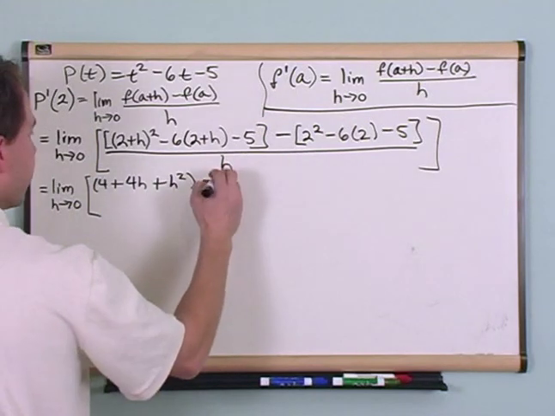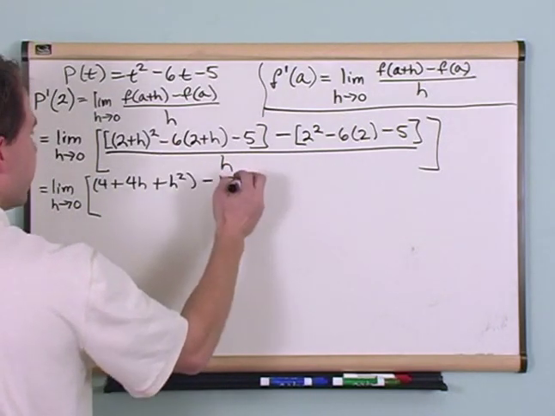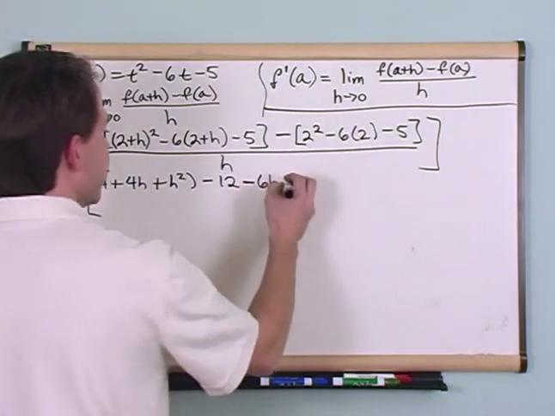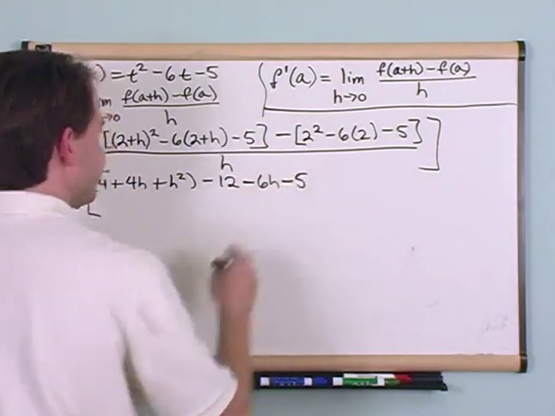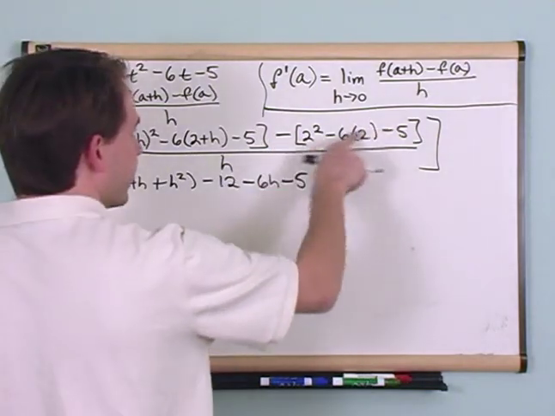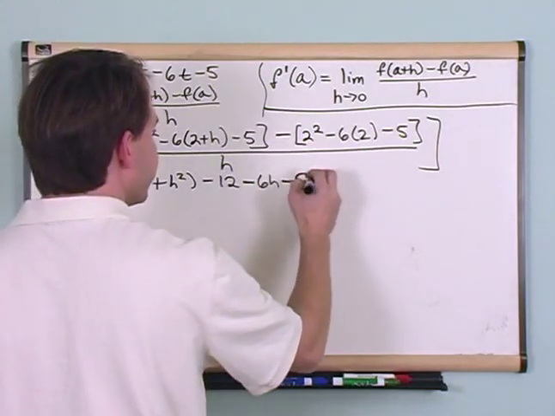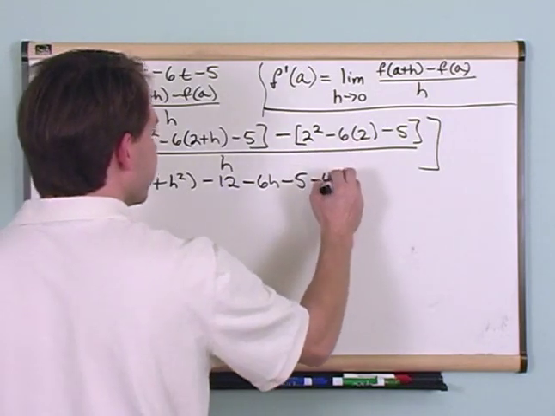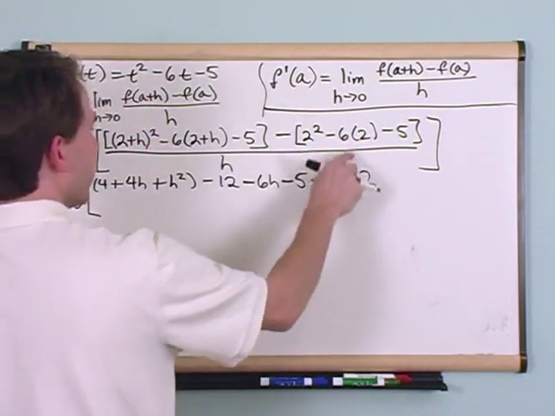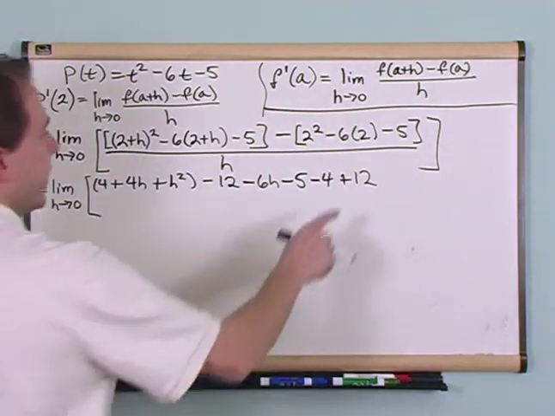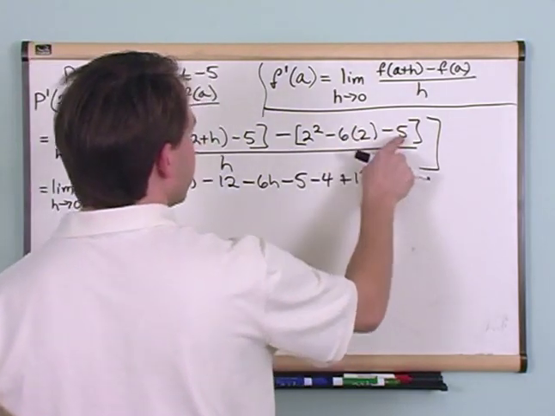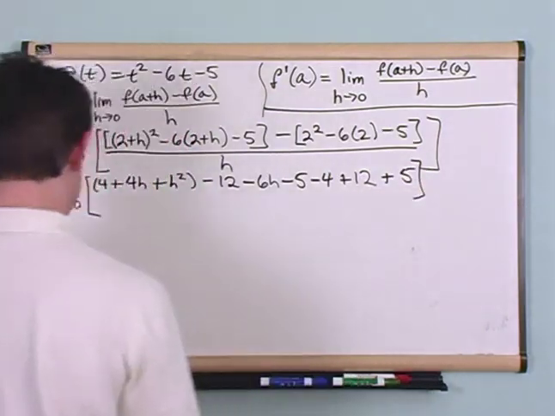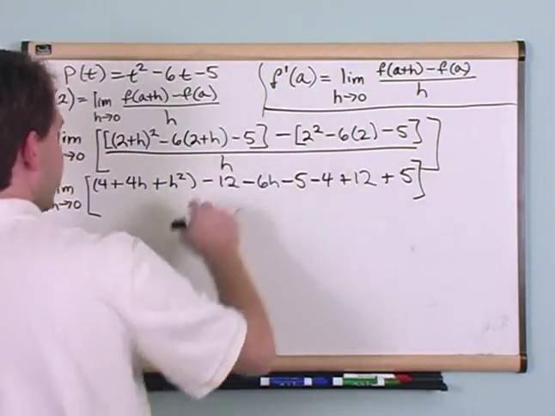Minus 6 times 2 is 12. And then you've got a negative 6h here. You distribute that 6 in. And then you've got a negative 5 hanging out here. And then over on the end, you just distribute this stuff in. This is going to be negative 4, 2 times 2 is 4 with the negative sign. This is going to be positive 12, negative times negative is positive. And then the final value is just going to be positive 5, because negative times negative is positive.